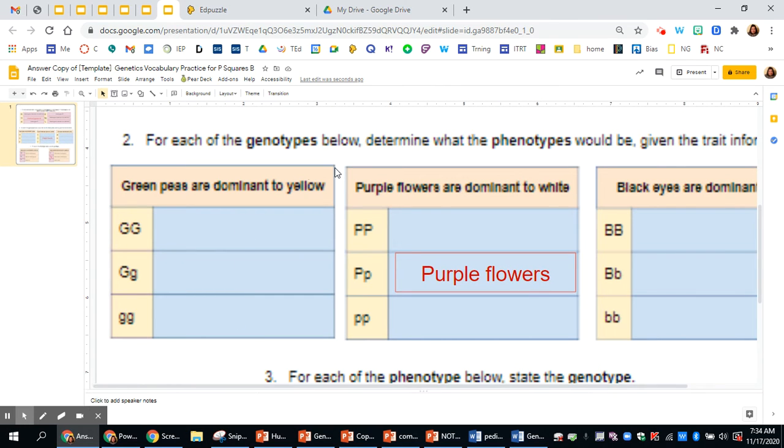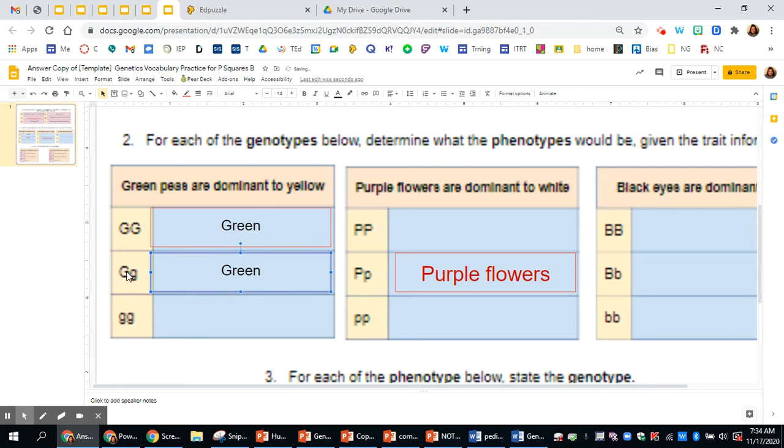In the second section, you were given genotypes, the letters, and some information for each one, and you were asked to give the phenotype. So it says green peas are dominant to yellow peas. And so big G, that's going to show the dominant phenotype. Big G, little g, again, according to the law of dominance, that's going to show the dominant phenotype. So the big G does the talking. And then little g, it tells you it stands for yellow. So little g is yellow.